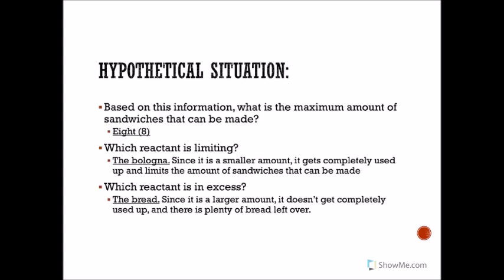Based on this information, what's the maximum amount of sandwiches that can be made? We can make 8 sandwiches. Which reactant is limiting? The bologna, since it's a smaller amount and it gets used up, it limits the amount of sandwiches that can be made. Which reactant is in excess? The bread. Since it's a larger amount, it doesn't get completely used up and there's plenty of bread left over.